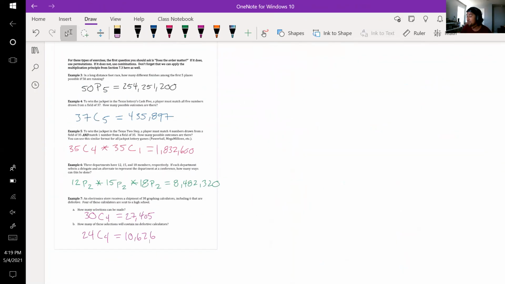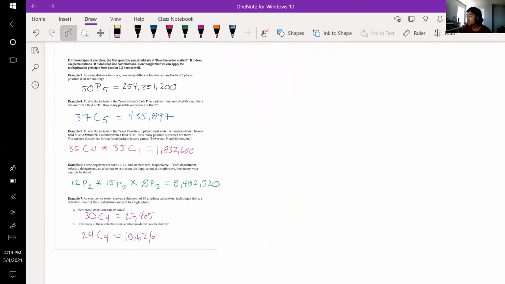Example 4, to win the jackpot in the Texas lottery, a player must match all 5 numbers drawn from a field of 37. How many possible outcomes are there? So here, order does not matter. The balls don't fall in order, right? When they drop, it's a random number from 1 to 37? So it could be a 5 that drops. The next could be a 2 that drops. The next could be a 3 that drops. So there's no order in which the balls fall. So here is a combination.